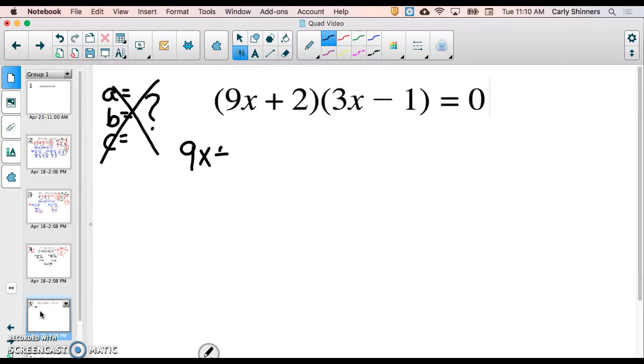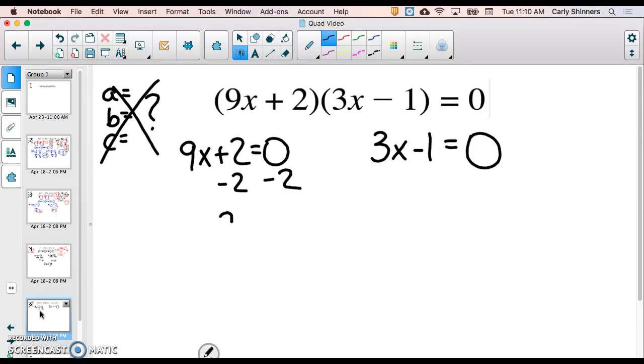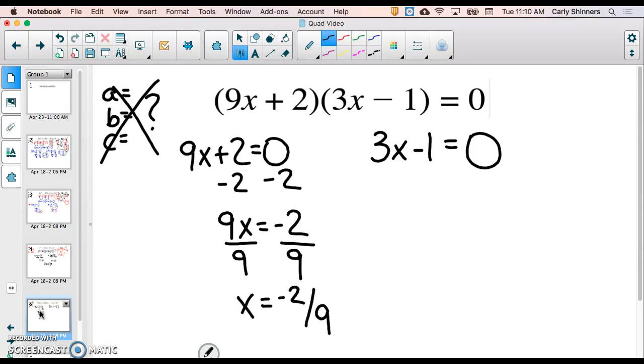Now I can just set each factor equal to 0. I already know what my factors are. This is half the work already done. So we just have to solve these two equations. And I get my first x-intercept to be at negative 2 over 9, and I get my second x-intercept to be at 1/3.